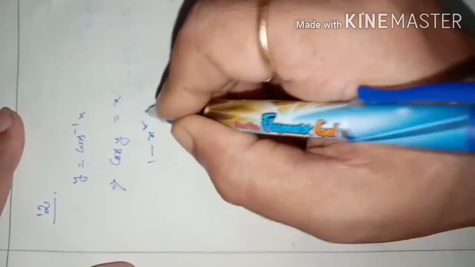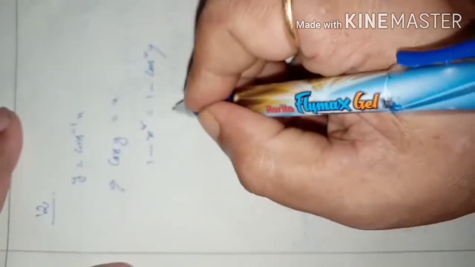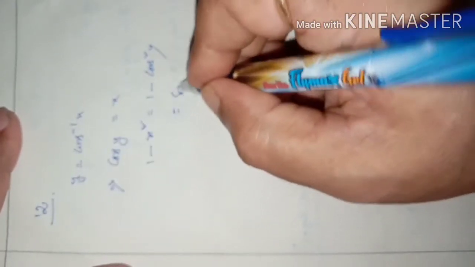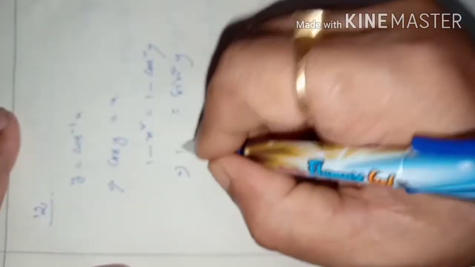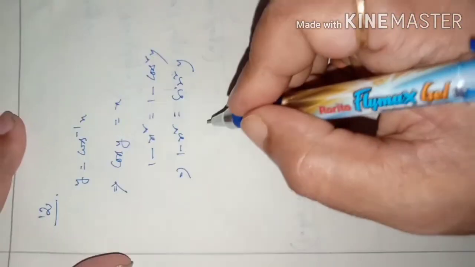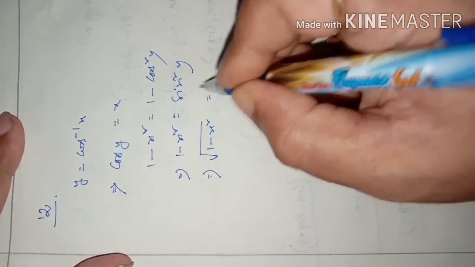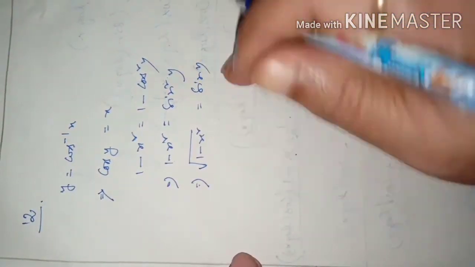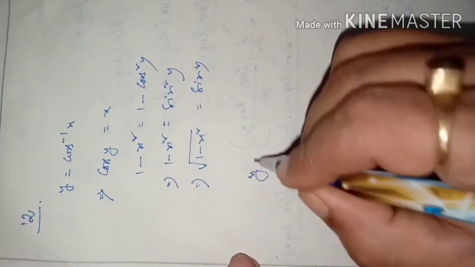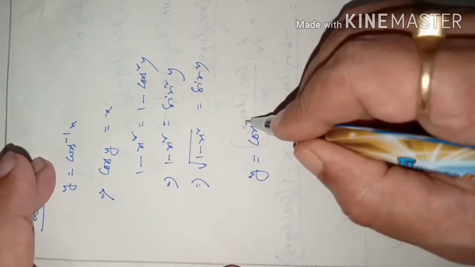That means 1 minus x square will be equal to 1 minus cos square y, which is sin square y. So 1 minus x square equal to sin square y. So under root 1 minus x square is equal to sin y. Remember this, because the given function is an inverse function, cos inverse x.